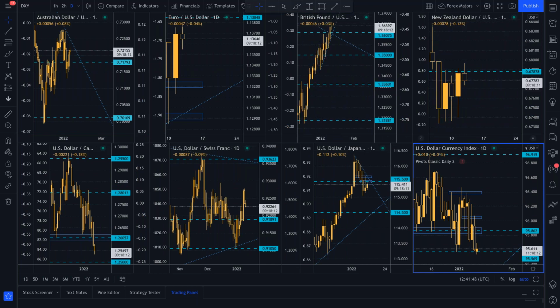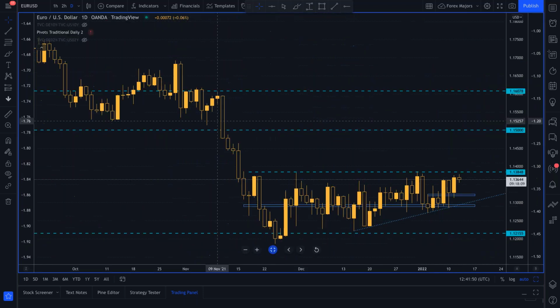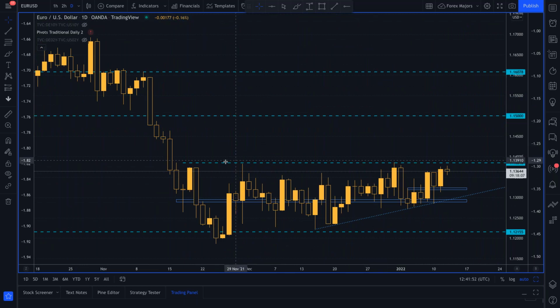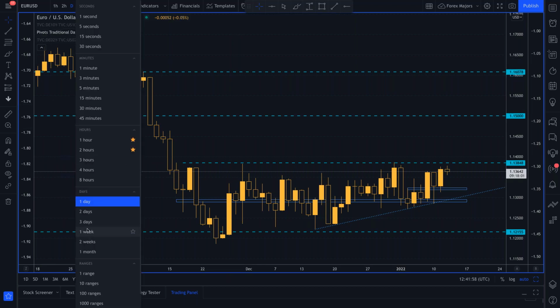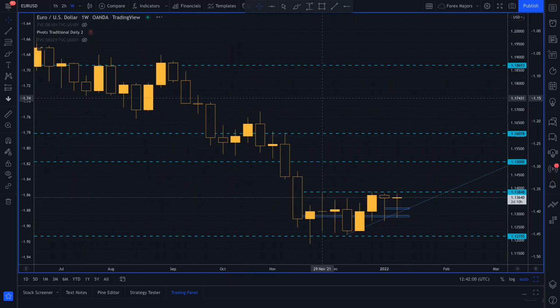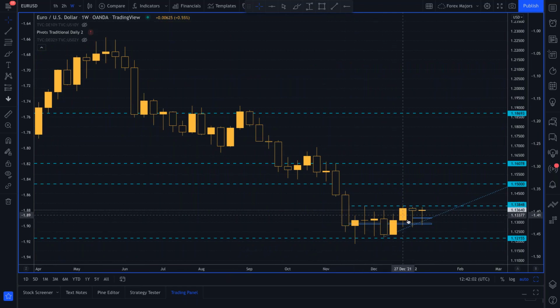So we'd also expect upside in euro US dollar. Look where the euro US dollar is, just sitting underneath that 1.1400 region. Now look at this on the weekly chart. You see, when you get these compressing price movements, you then tend to get explosive moves away.